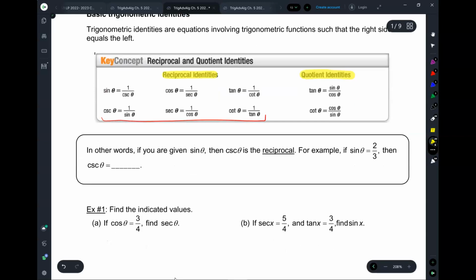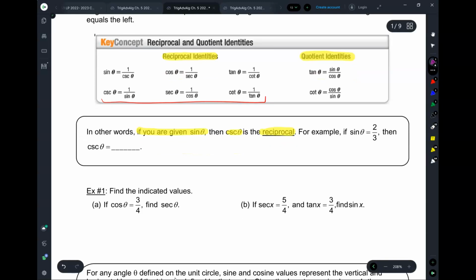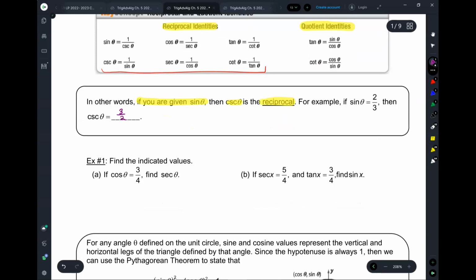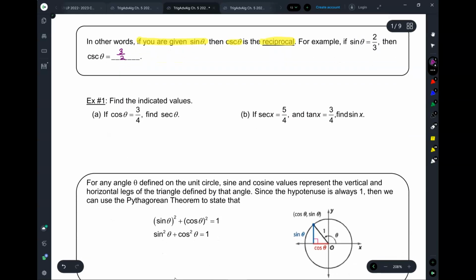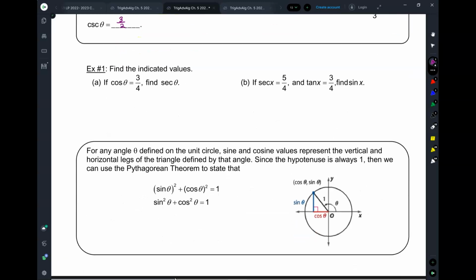So, in other words, if you are given sine of theta, then cosecant is just the reciprocal. Meaning, if sine of theta is 2/3, then cosecant will just be what? What do you guys think? 3 over 2, the reciprocal, yeah. Okay, good. So here's another example. If cosine is 3 over 4, then what's secant? 4 over 3. Correct. All right?